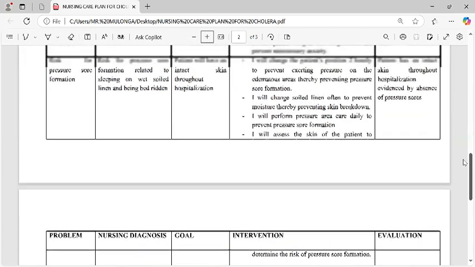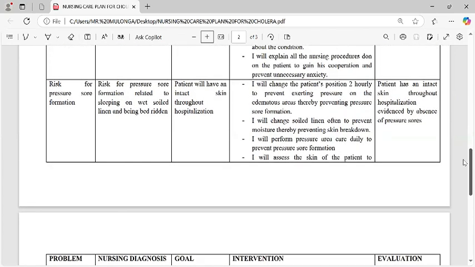So remember this problem, we said we can also put it as risk for impaired skin integrity. Then lastly, we look at our evaluation, of which we're saying patient has intact skin throughout hospitalization, evidenced by absence of pressure sores.